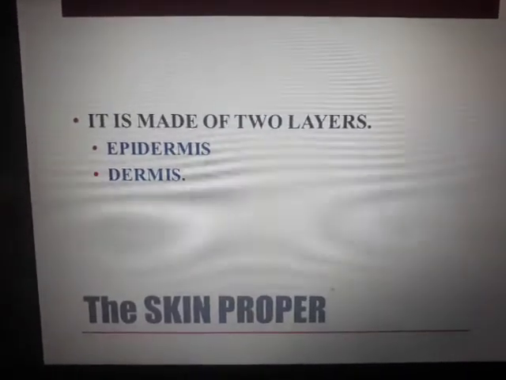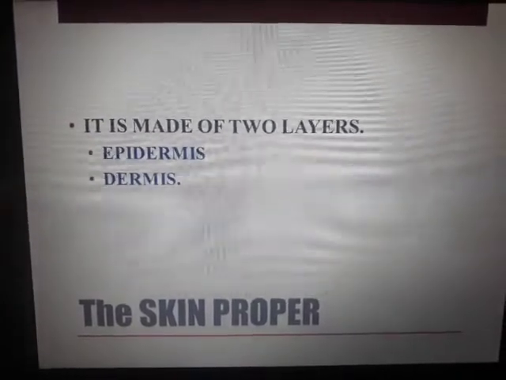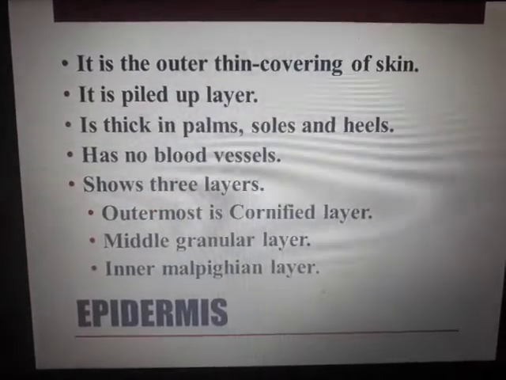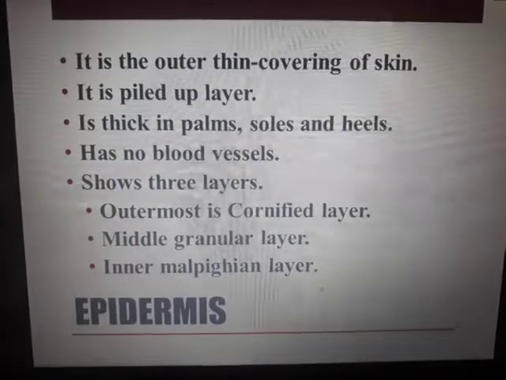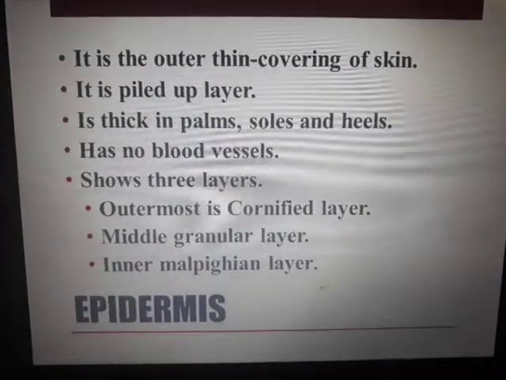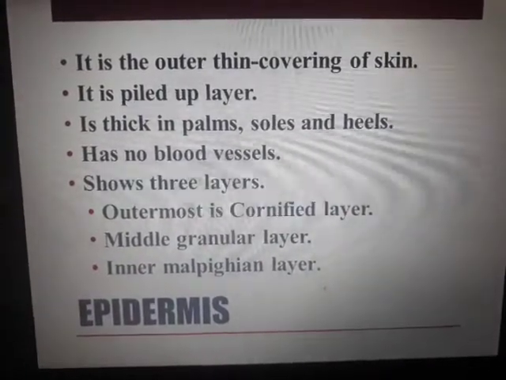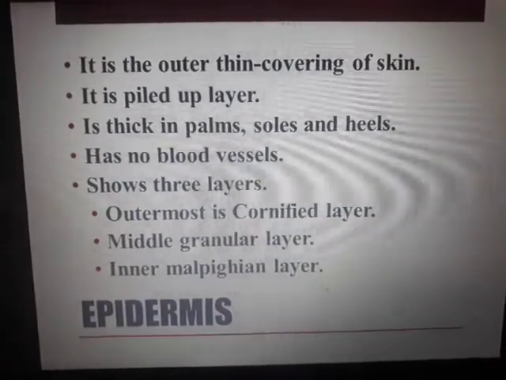So the skin proper is made up of two layers, just as we saw now, the epidermis and the dermis. The epidermis is the outer thin covering of skin. It is a piled-up layer. It is thick in the palms, soles and heels. Now you get an idea what the epidermis is about, right? It has no blood vessels, because its main job is to protect and have a thick coating, because these are the parts we use most of the time.